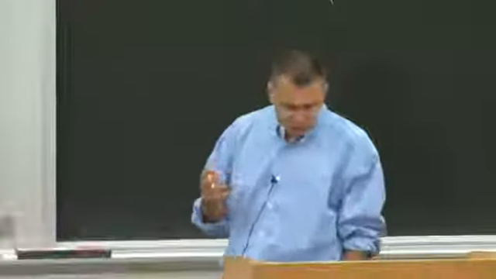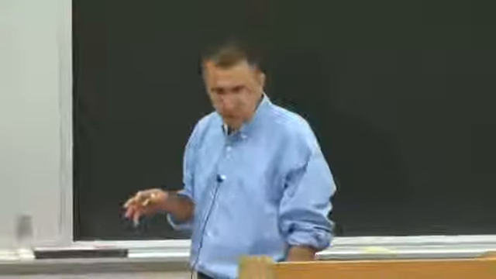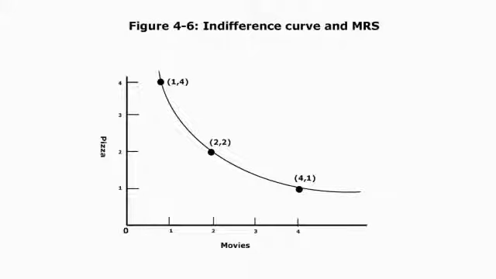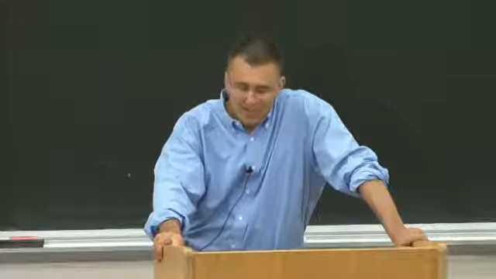The slope of the curve tells you that you're indifferent. You remember, you're indifferent between any points along this indifference curve. You're indifferent between 1 pizza and 4 movies. I'm sorry, between 4 pizzas and 1 movie. You're indifferent between 2 pizzas and 2 movies, and 4 movies and 1 pizza. You're indifferent along all those combinations of figure 4-6. The MRS is the slope of that curve, telling you the rate at which you're willing to trade off pizza for movies.